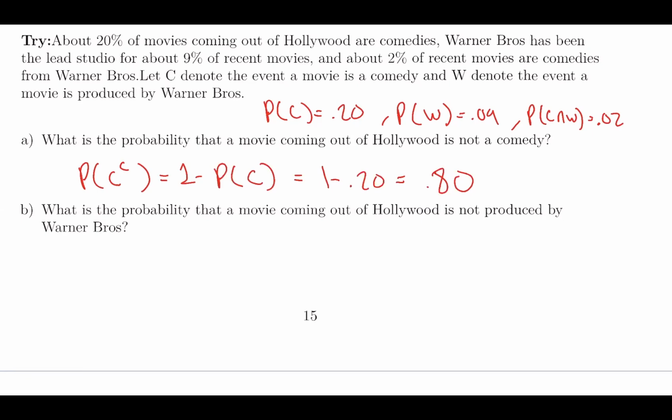So let's do B. What is the probability that a movie coming out of Hollywood is not produced by Warner Brothers? For this one, we want probability W to the C, because we want to find the complement of Warner Brothers. So we're going to do 1 minus, and what should I subtract it by? 0.09. They get 0.91. Yeah, and that's it for B.